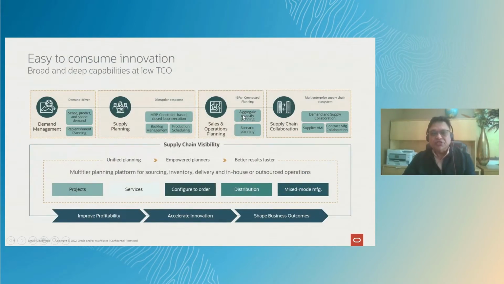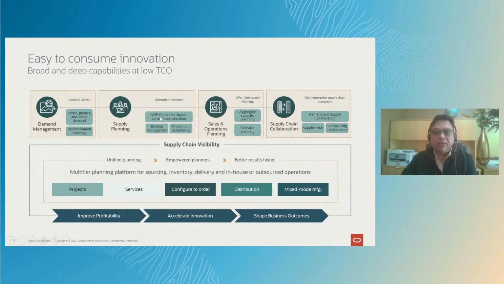Easy to consume innovation. Not only do we keep adding deep capability and industry capabilities, which are connected not just within themselves in a unified supply chain planning platform, but also to the rest of the supply chain management suite. So when we started, demand management: sensing, shaping, predicting demand, forecasting, but we added almost like a full product, replenishment planning, demand driven replenishment planning and segmentation.